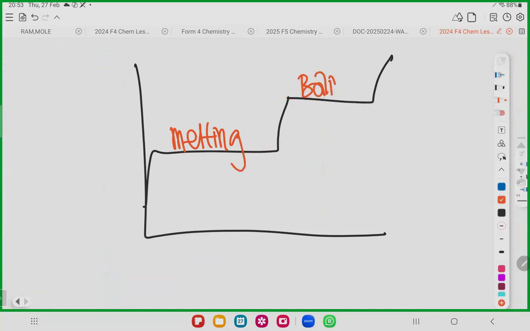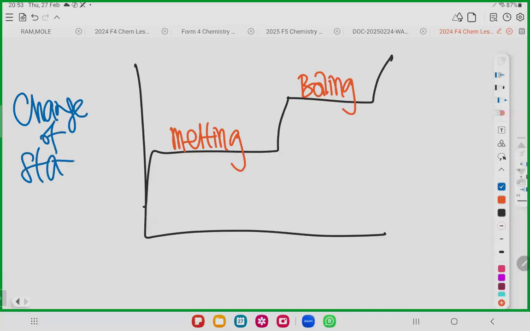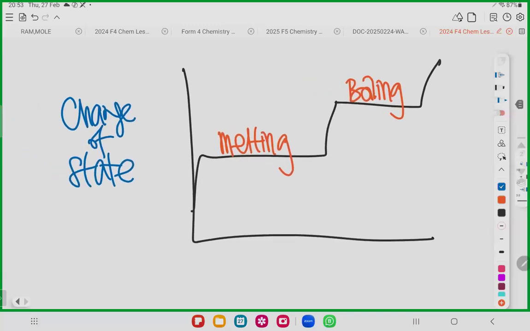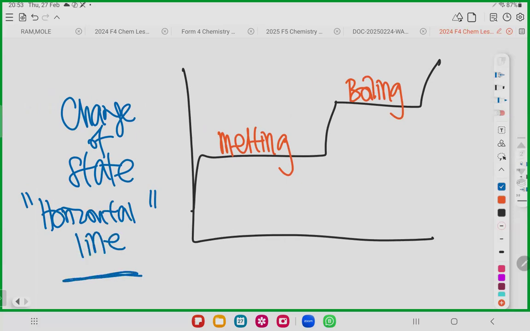By the way, guys, the change of state always happens on the horizontal line. All the changes of state like melting, boiling, freezing, condensation always happen on the horizontal line, which is the flat line. So this flat line is where the magic happens: melting, boiling, condensation, and freezing. Understand? So when you have two staircases, it's easy. You know the first staircase is melting, the second staircase is boiling.